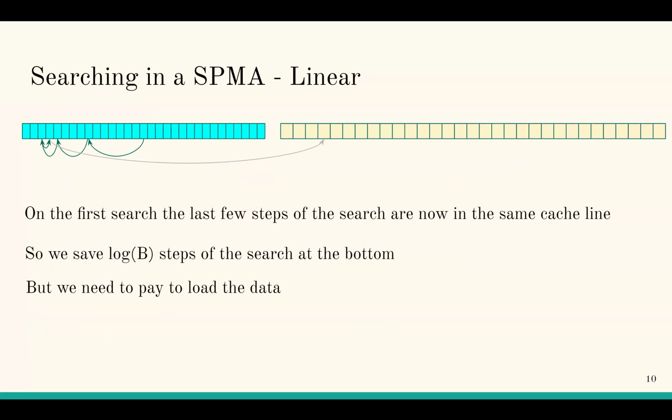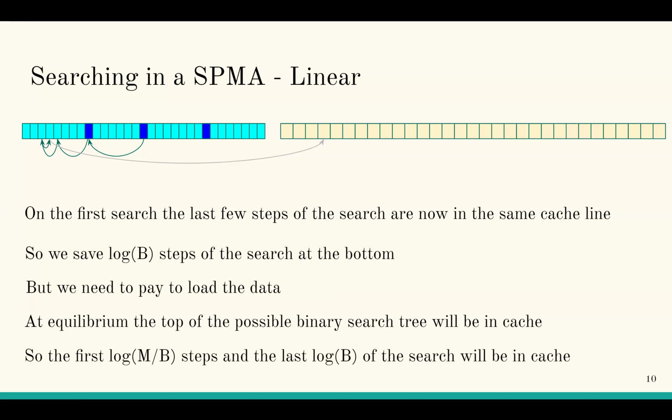However, we are going to pay an extra 1 cost because now we need to go load the data, which is now somewhere else. And once again, as we do repeated searches into these structures, we're going to again save the first log M over B steps. However, here, the elements nearby these are more likely to be useful elements because these will all be other things that will have to be searched through at some point.